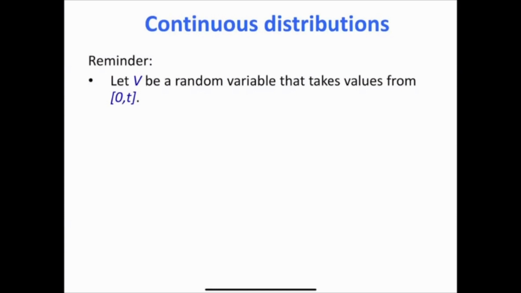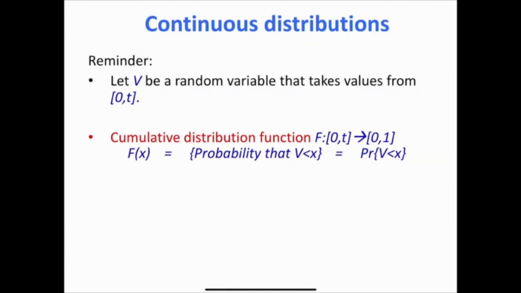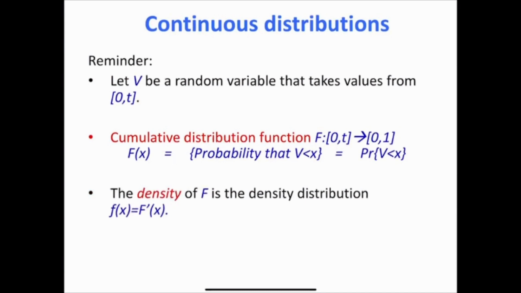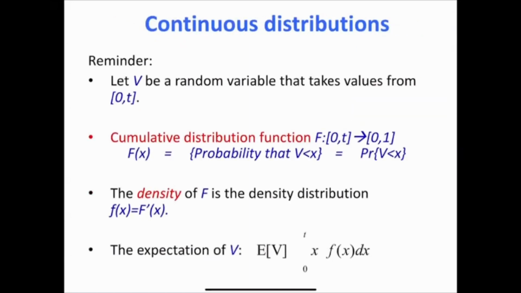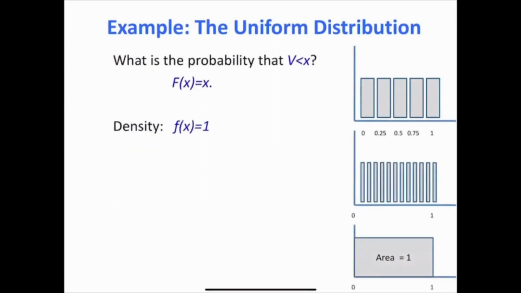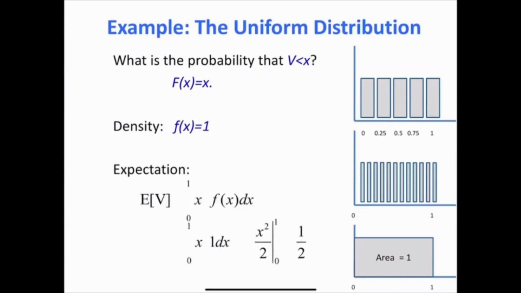Let's say phi is a random variable. We can write it down. The cumulative distribution function is the probability that the random variable is smaller than some value you're given, ranging from 0 to 1. The density is the derivative of that. The expected value is the integration of the value against the density distribution. In the uniform case, the cumulative distribution function is just x itself, the density is 1, and the expected value is 0.5.